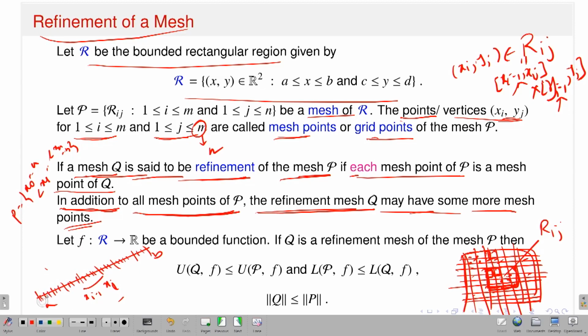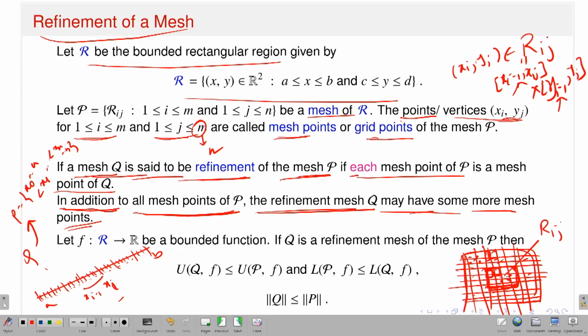If I take these points as partition points, then I will say that Q is a refinement of P. That means you have to include more points in your partition set P. Earlier, how many points did you have? Only n plus 1 points, x0 up to xn. Now you will have more points because I am subdividing my interval from x(i-1) to xi. So the refinement has more points.